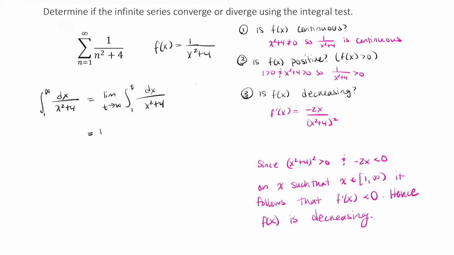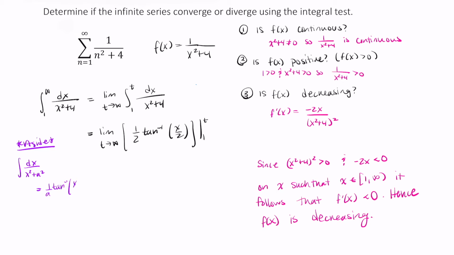Now, integrating, let's not forget our limit notation first. We end up with the limit of 1/2 tangent inverse of x over 2, from 1 to t. In case you have forgotten, I'll put this in as a little aside: the integral of 1 over x squared plus a squared dx is equal to 1 over a times tangent inverse of x over a. If you don't have this memorized, or at least know where to write it down somewhere you can reference it, please do that now.